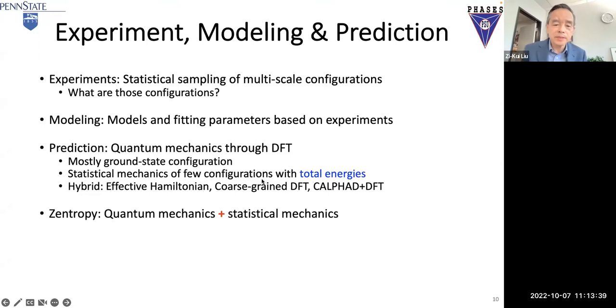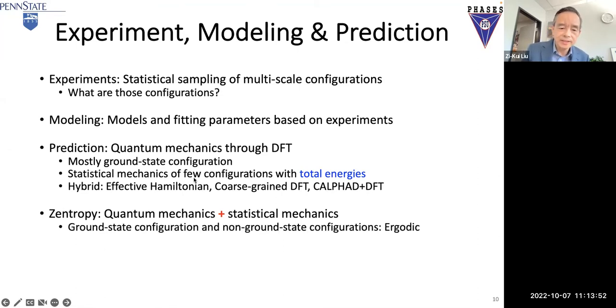So what Zentropy does, which I'm going to talk about today, is that we take quantum mechanics and statistical mechanics. But the question is, it's here already, right? What's new? The first new thing is that you get a lot more states, not just a few states. You want to get all possible states. How do you know all possible states? You just change all the internal degrees of freedom. You sample all the possible internal degrees of freedom. You then get what we call ergodic configurations. And then you can predict the free energy.